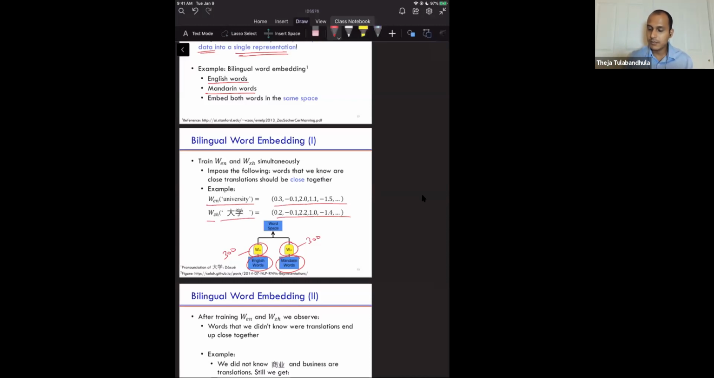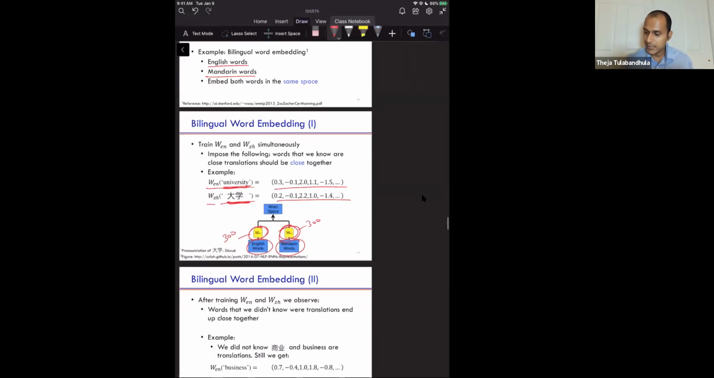But if you know something about these two languages, let's say there are some pairs of words which I know are exactly translations of each other, then you can impose that constraint and ensure that these two word vectors align with each other. For example, if you ensure that the university word vector and the university word vector in Chinese have exactly the same vectors, and you do this for other words, then it can generalize to words which you did not know were semantically similar to each other.